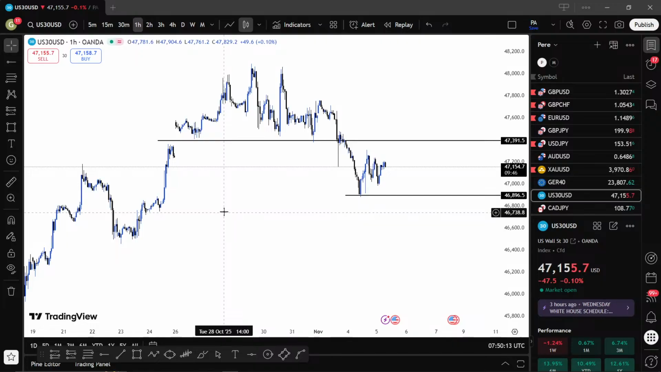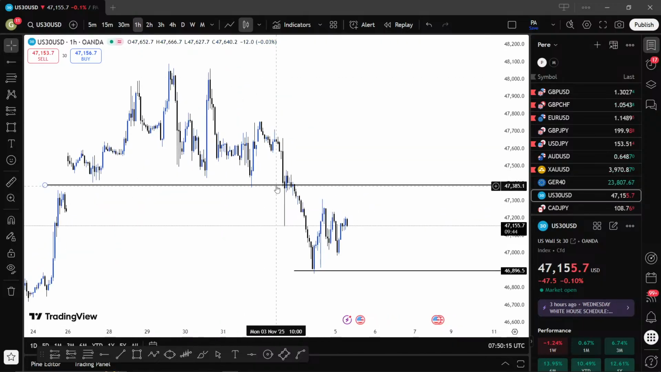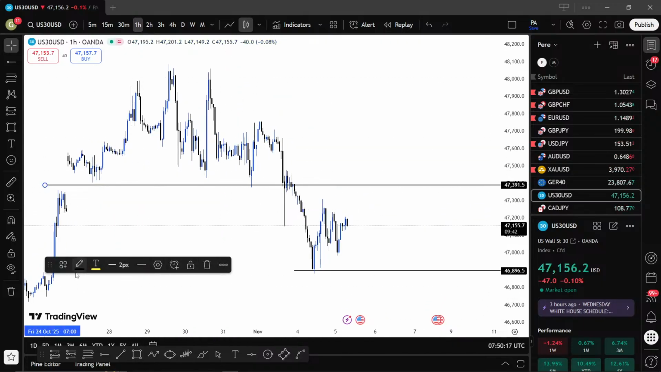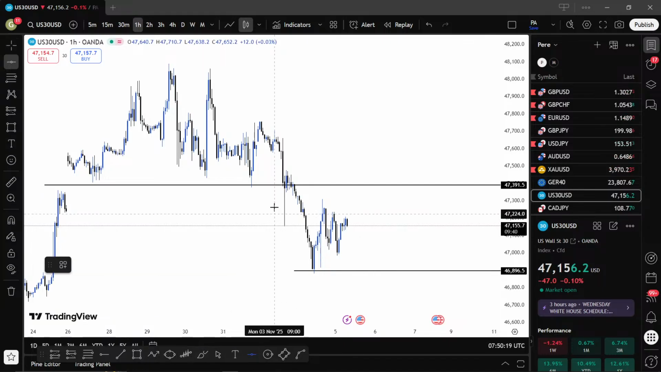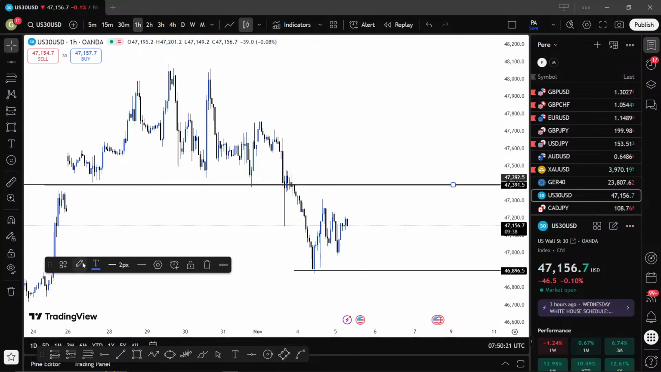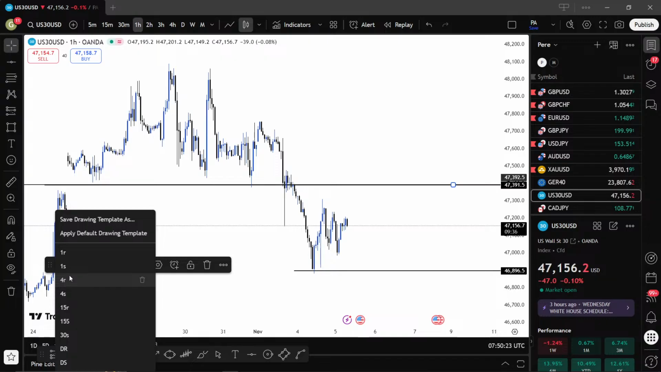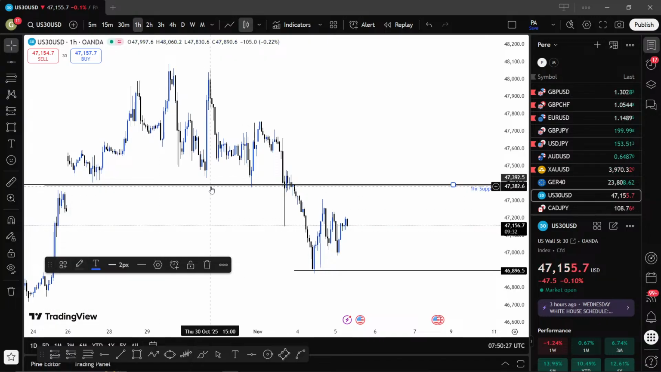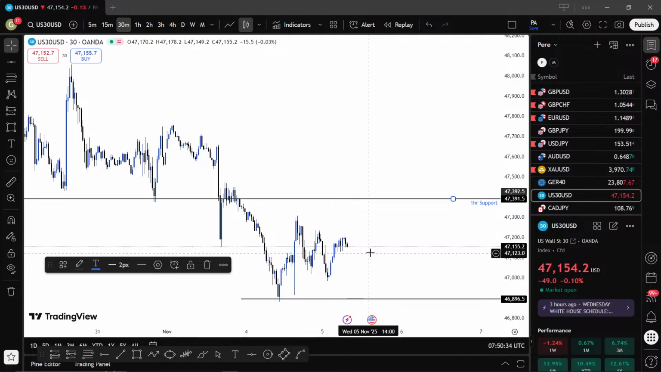You can see it right here, and this actually makes up a 1 hour level. Let me just add it here. I'll tag it as a 1 hour support level that was broken. So it was a 1 hour support and it eventually got broken. Now I'll go down to the 30-minute time frame.